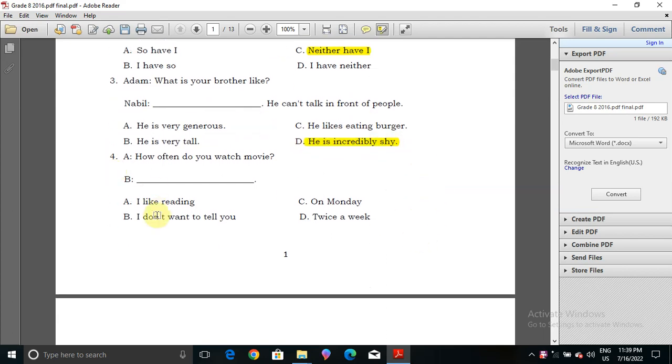Now question number 4: "How often do you watch movies?" Now he is asking about what? He is asking about the times, or how many times do you watch a movie? The choices are "I like reading," "I don't want to tell you," "on Monday," or "twice a week." He is asking about how many times, so it will be twice a week. That means two times in a week. So the correct answer for question number 4 will be D.